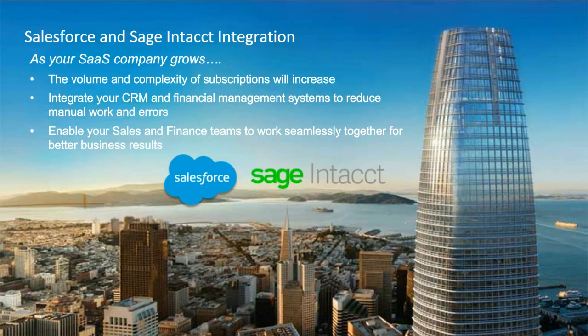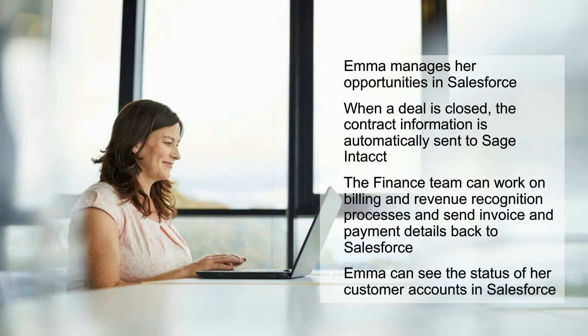So it allows sales and finance to work together to get that complete contract and revenue and cash life cycle that we just laid out. We're going to have a little figurative narration behind this of a great SaaS leader, Emma. And Emma's going to be managing her opportunities in Salesforce. So when that deal is closed, by using us, that contract information gets automatically sent to us in Sage Intacct, so that finance can know what came off the order and do the billing and the revenue recognition processes. Again, having that automated, but being able to put in checks and balances where they want, and sending that detail back to Salesforce so that Emma, when logging in, can see the status of her customer accounts in Salesforce.